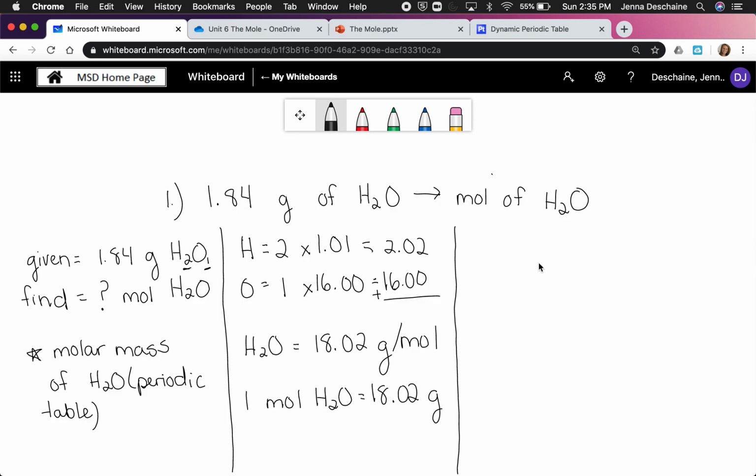What I'm going to do is put what's given right off the bat here. Actually, before I do that, I'm going to set up a conversion chart, and that chart is going to look like this. In the top left corner, you're always going to put what is given to you. So if I do this again, what's given to me here is I have 1.84 grams of water.